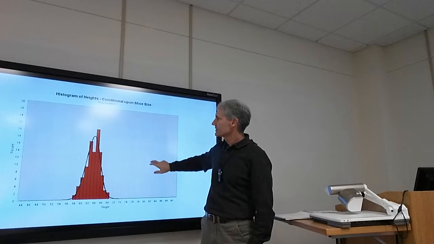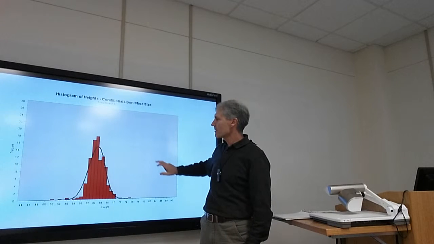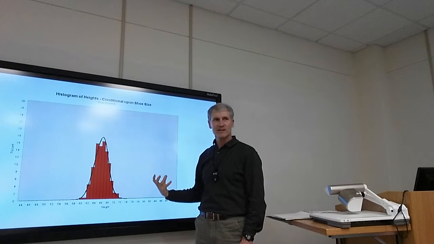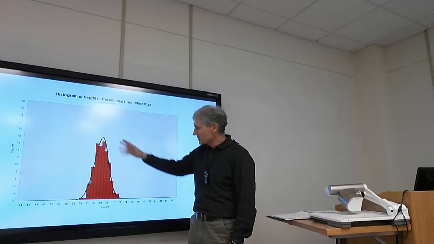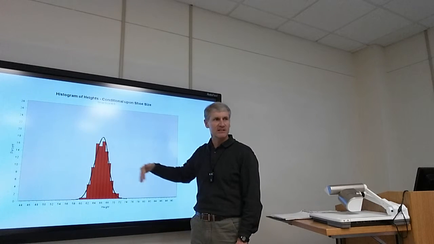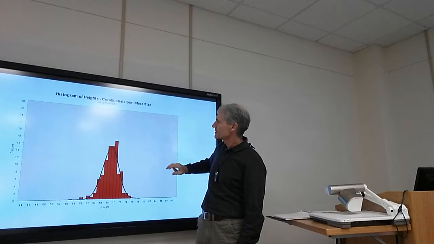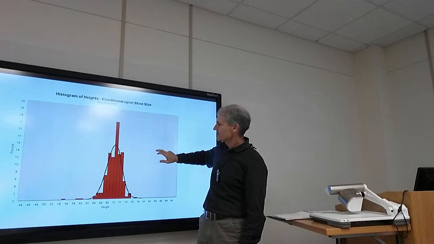6.5, 7. What do you notice is happening? It's shifting right. It's shifting to the right, but it seems to be pretty bell-shaped and symmetric each time. All right. 9, 9.5, 10, 10 and a half.